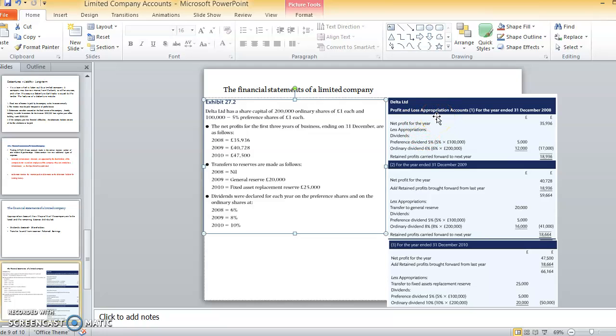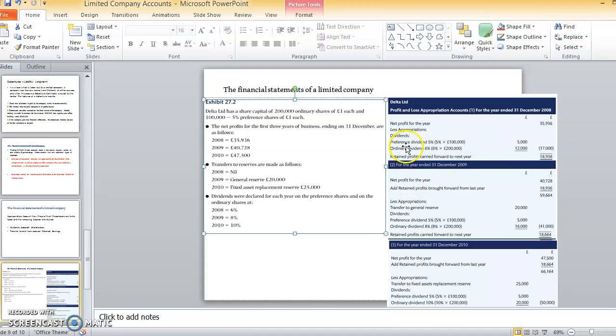So appropriation means you're going to divide this profit into something. What are you going to divide it into? Dividends and reserves. So who got the dividend? Who gets the first? Now, did you transfer anything to the reserves? No, nothing was transferred to the reserves. It's nil in 2008. But did we pay the dividends? Yes. Who gets the dividend first? Preference shareholders or ordinary shareholders?